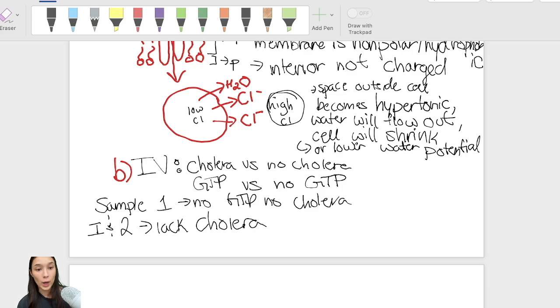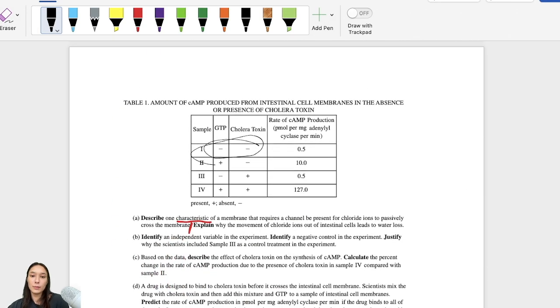So, sample 1 is a negative control because it doesn't have any GTP or cholera. You could say that number 2 is also a negative control because it's lacking in cholera, but it does have GTP. So that's going to be really helpful when comparing it to this one, right? Because then again, you'll see the direct cause of the cholera toxin. So for this one, you can basically say any one of these 3 as long as you justify it by saying that it's because you are lacking in one of the independent variables. You're not changing it.